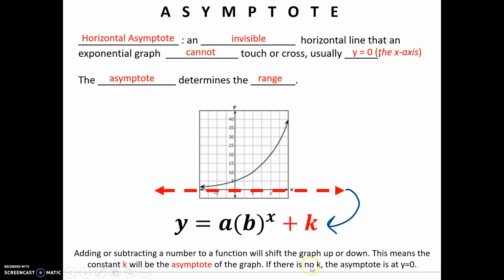If there is no k, like the ones that we've seen so far, then the asymptote is at y equals 0. Because if there's nothing, you assume it's 0. Okay, so we're going to be looking at that. Whatever number is added or subtracted on the end of the graph will determine where the boundary of that graph is, because it was moved up that many spaces or down that many spaces.